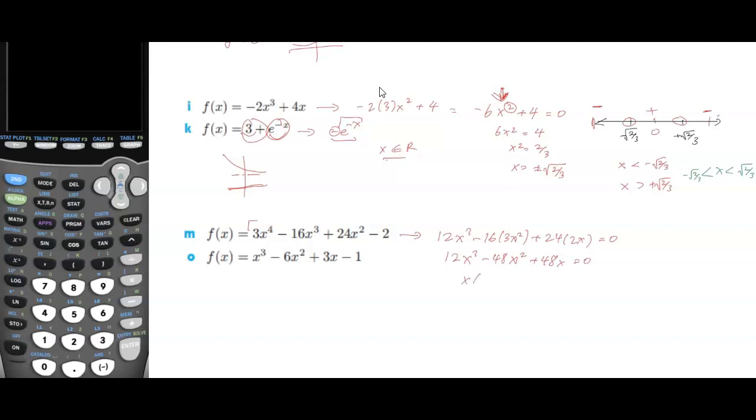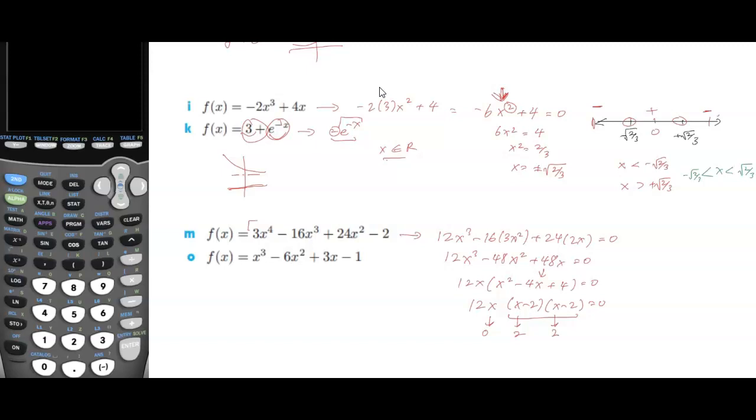I can factor out a 12x. So factoring out 12x, I end up with x squared minus 4x plus 4 equals 0. So now I can probably find this in factored form. Yeah, I did. Okay, so x minus 2 times x minus 2 gives us this if we FOIL, right? So I know that the 3 roots are 0, 2, and 2.